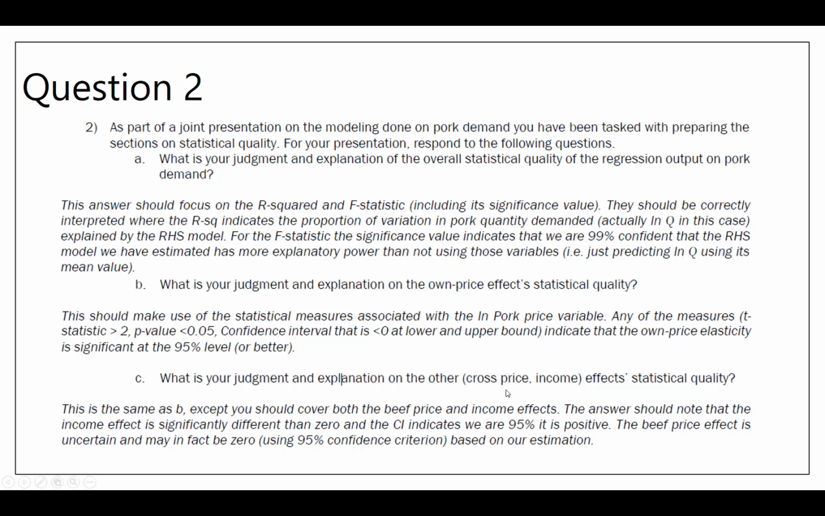Judgment explanation on the cross price and income effect, pretty similar to B, except you're going to cover now the beef price effect and the income effect. One of those is not significant at the 95% level, and the other one is, so that's a distinction that you should make in your answer. The beef price effect is positive, but it also could be zero. And if it were positive and significant, then we might jump into the fray and talk about it's a substitute.